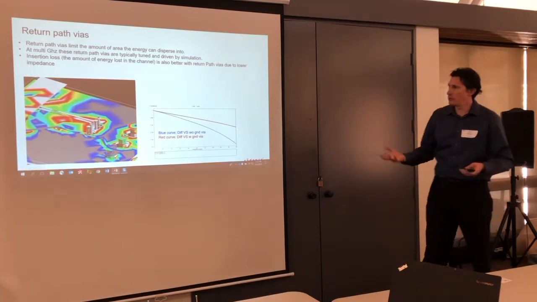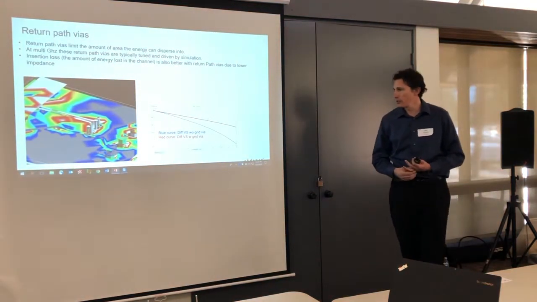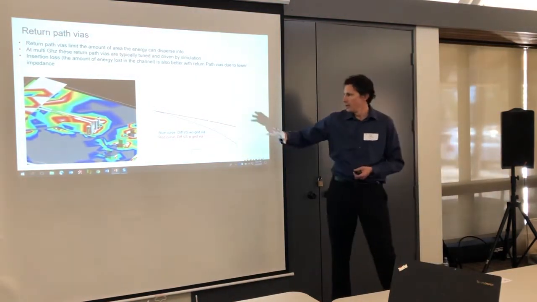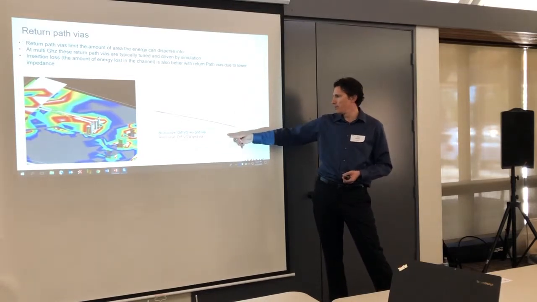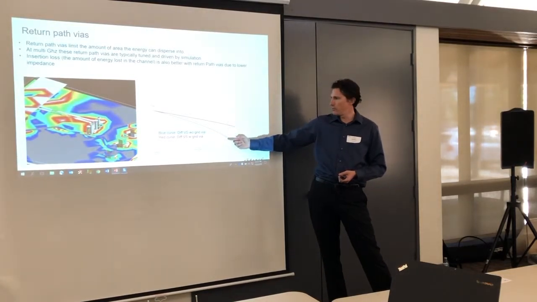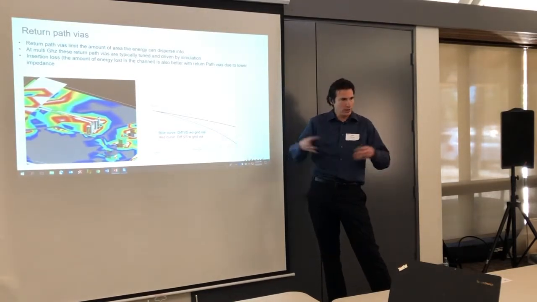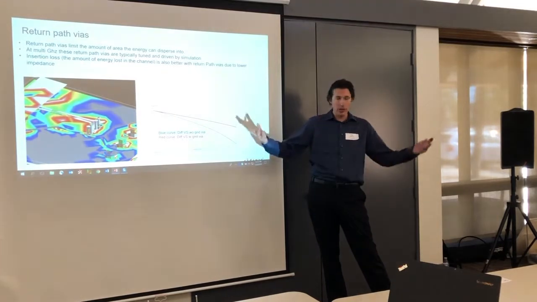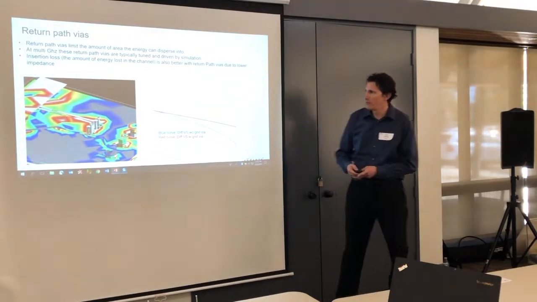And so if you run some sort of analysis on high-speed signals, you can see that the blue one is the one without the return path via, and the one with the via is losing a lot more energy. This is basically representing the energy going into the conductors and the dielectrics around. It's just kind of losing energy, whereas when you have the return path via, it keeps it.